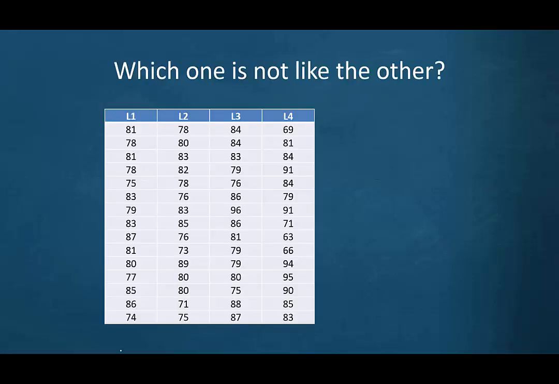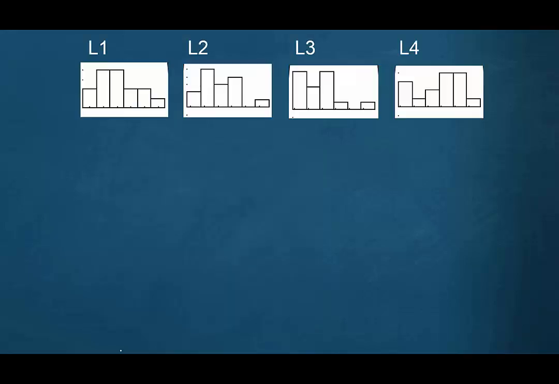So in this first example, let's look at 4 data sets. We have L1, L2, L3, L4. So which one of these is not like the other? So 3 of these were sampled from a normal population and 1 was not. This is not too easy looking at the data sets themselves, is it? So obviously, I need to make some visual displays. So I'm going to start with histograms for all 4 lists.